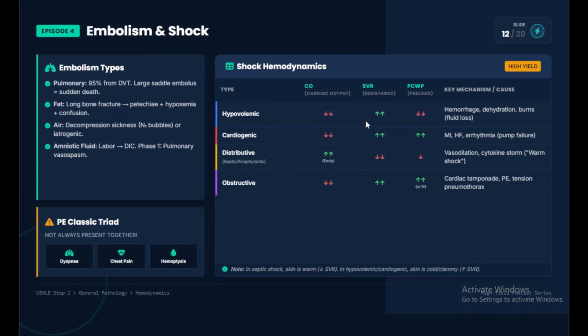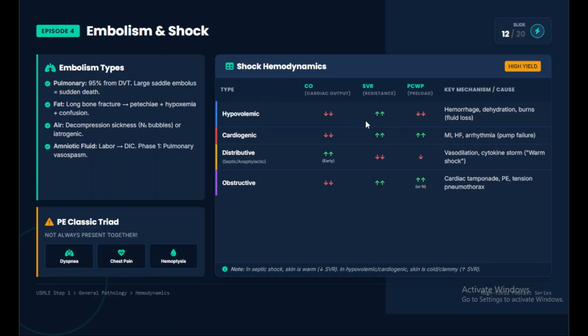Now, we have discussed and mastered thrombosis, so let's see what happens when a clot or other material breaks off and travels downstream, and this is called embolism. So emboli are like rogue missiles in the bloodstream, and their effect depends on the size, location, and type. Pulmonary embolism accounts for 95% of the thromboembolism. Classic clinical scenario would be sudden dyspnea, chest pain, and hemoptysis.